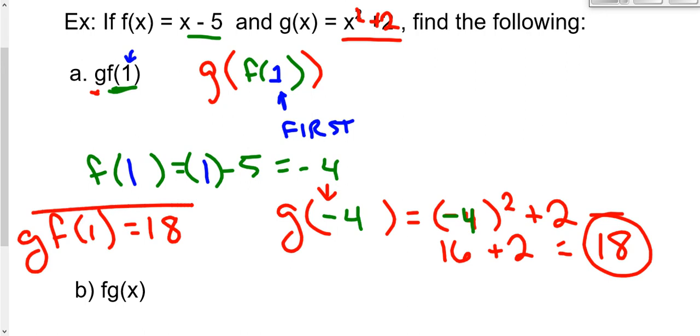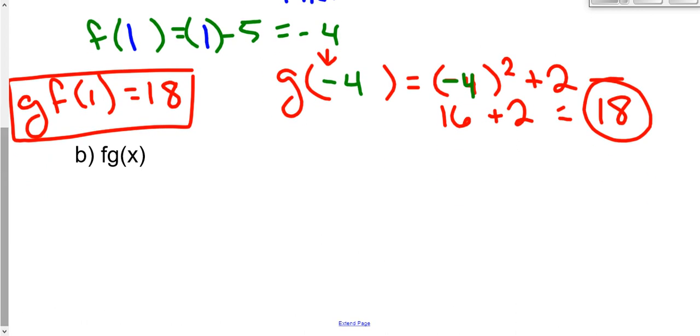Again, since I started with a number being plugged in, my answer will also be a number. I just have to start by plugging in the inside number and work my way out. Let's go ahead and try this second example. It's going to be very similar.